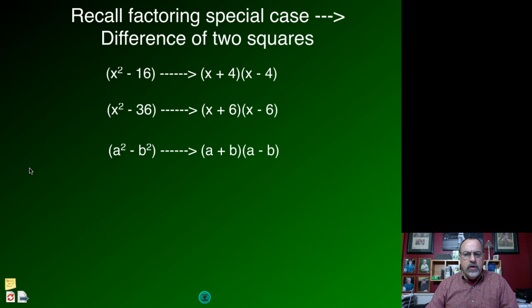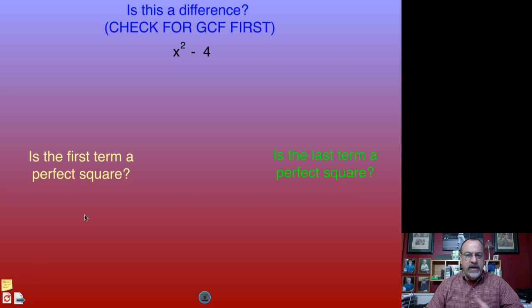You remember that when we were doing quadratics, if the first term was a perfect square and the last term was a perfect square and it was a minus sign, it would always factor into the same form, meaning one of these factors would have a plus sign in the middle, one of the factors would have a minus sign in the middle, and the first term of both would be the square root of this term, and the second term of both would be the square root of this term. So if we recognized the difference of two squares, we could quickly factor it because it always factored in the same way.